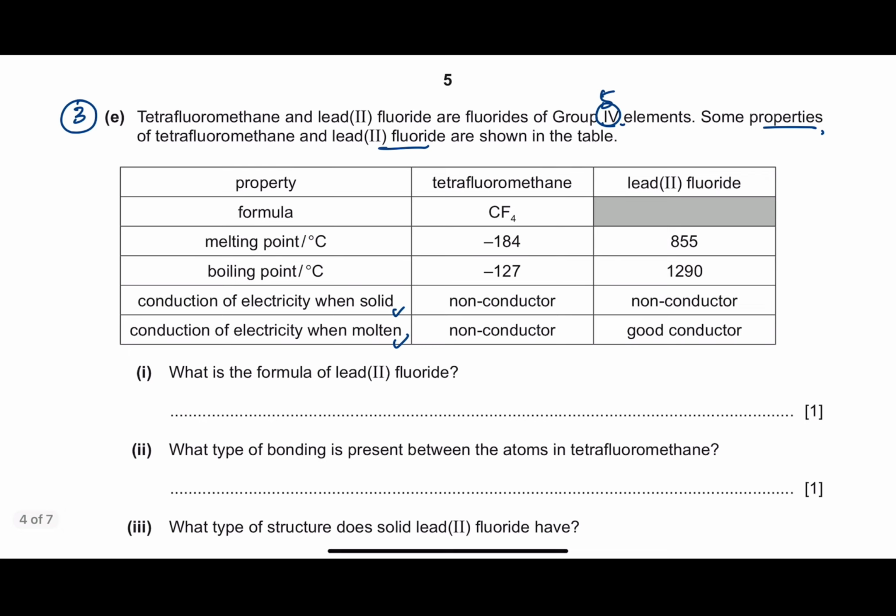The first question is asking you to find the formula of lead-2 fluoride. Now lead has a charge of Pb2+, and fluoride is F-1. So in order for you to find the formula, always remember to cross their charges. So you will be getting 1 element for lead and 2 element for F, giving you PbF2.